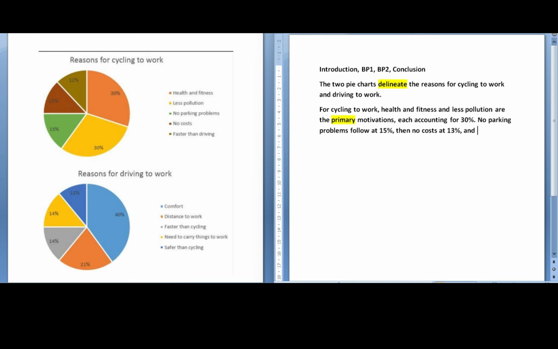Here I'm talking about no parking problems followed at 15%, then no cost. These two lines are independent. And the last one is also independent. They have different categories, right? That is why I'm using a comma. Faster than driving at.